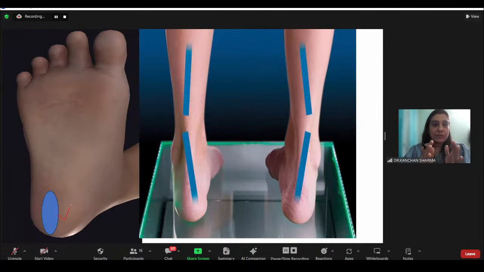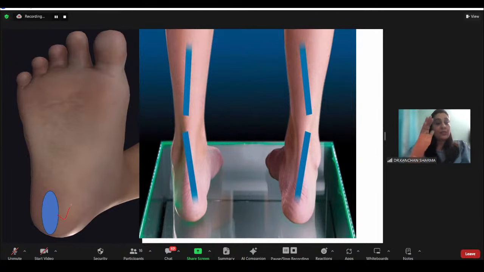Now, these patients will give you a history that they have been standing for quite a long time. Maybe the person is doing gatekeeper jobs, standing 4 hours together. If you closely watch their feet, you will see that it is not a pronated one, but a supinated one. Pronated means the medial border will be used. Supinated means the lateral border will be used.